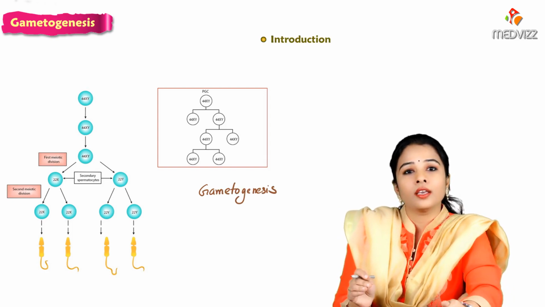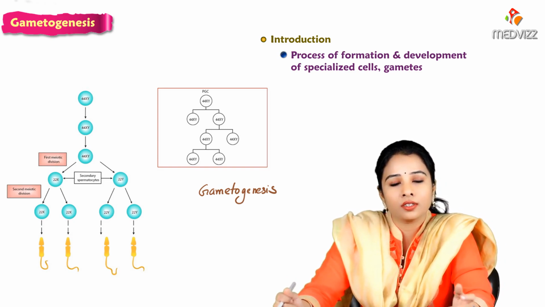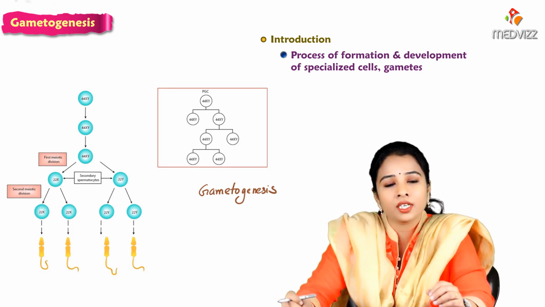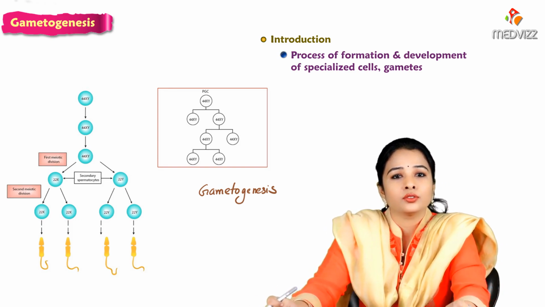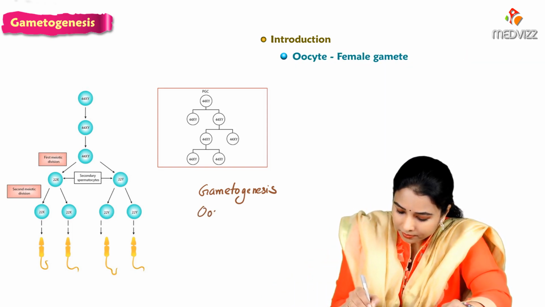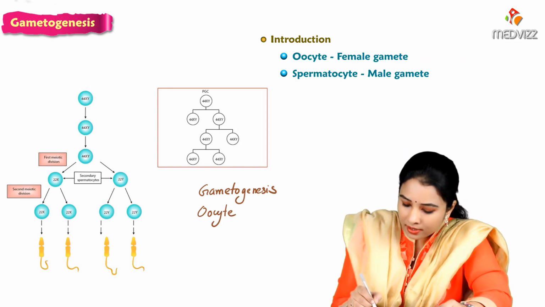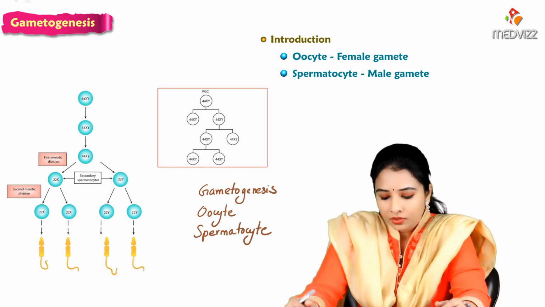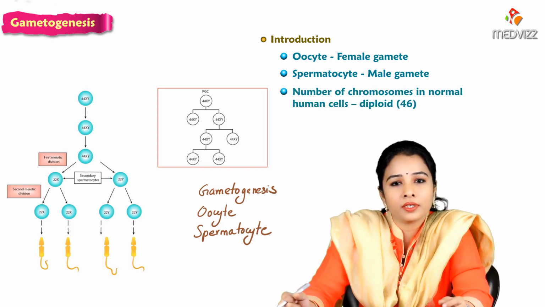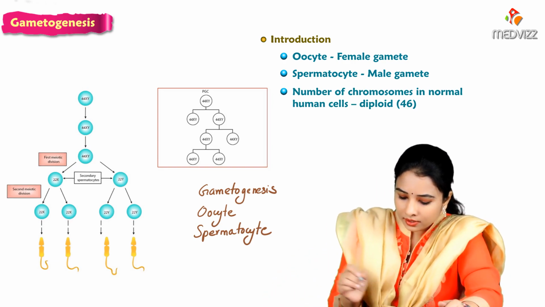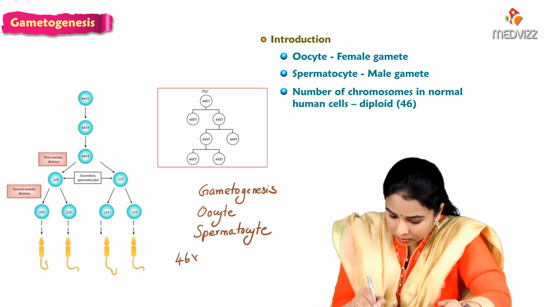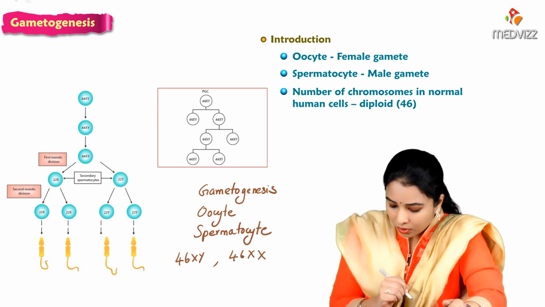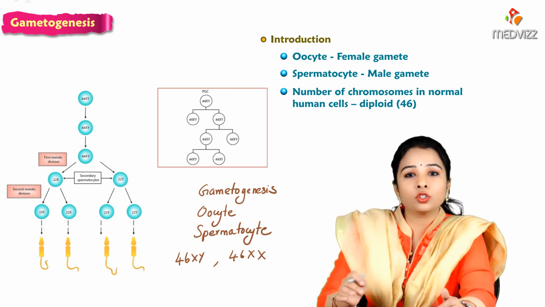So gametogenesis is the process of development of specialized cells, which are the male and female gametes. The female gamete is the oocyte and the male gamete is the spermatocyte. If we look at the chromosomal number present in a normal human cell, it is 46XY in males, and in females it is 46XX. This chromosome number is considered to be diploid.